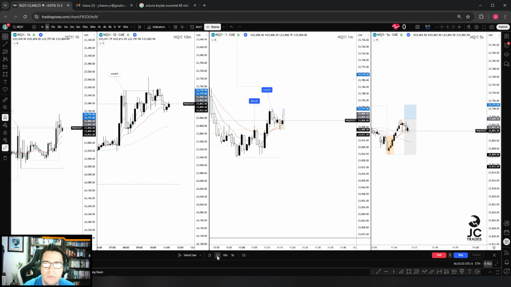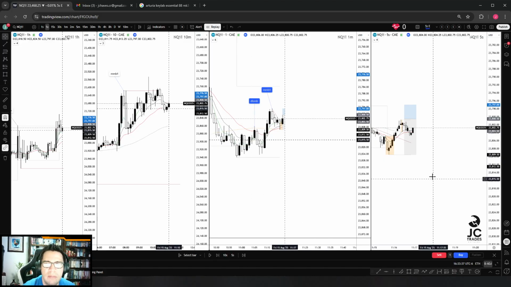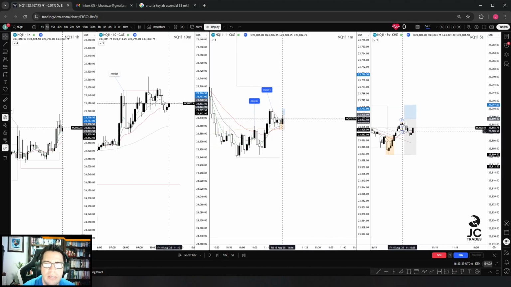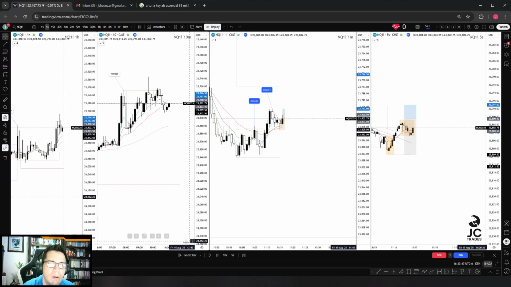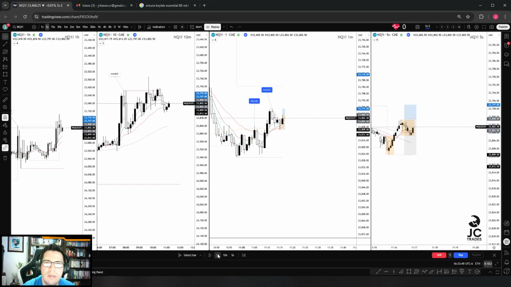So at this point we are still waiting. We now see price going a little bit under the EMAs, so I'm gonna just redraw here MMB2. So this would still be MMB2. So let's see. So we are there about to get tapped in.